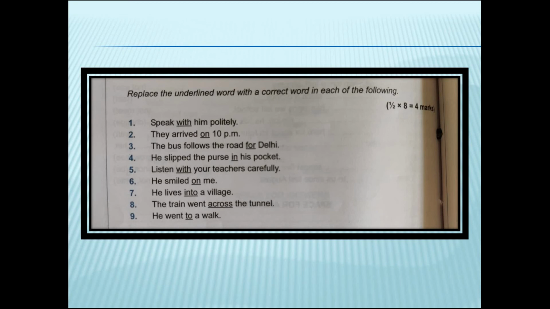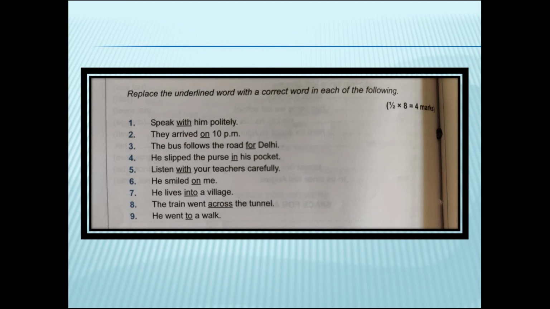He slipped the purse in his pocket. Now in again is the incorrect word used here. He slipped the purse from his pocket. So we are going to replace in with the word from. Fifth one. Listen with your teachers carefully. Now with is the underlined word and it is incorrect here. We don't listen with our teachers, we listen to our teachers. So listen to your teachers carefully. So we are going to replace the word with with the word to.